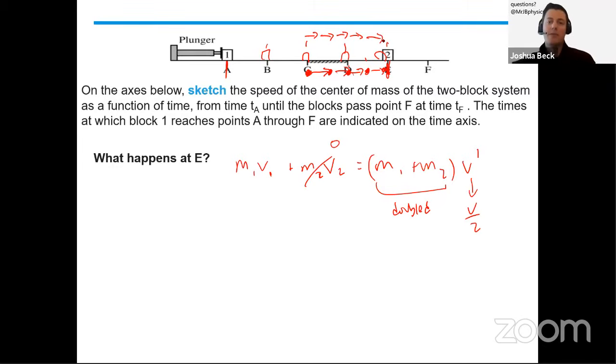Now, all the way up until point E, the fact that block 1 is the only one that's moving means that any sort of qualitative changes to V1, like if V1 is all of a sudden going faster, well, then the center of mass will be moving faster. If V1 is all of a sudden going slower, well, then the center of mass of the system will be going slower. So up until this collision, the only part of our system that's moving is block 1. So any qualitative changes, whether it be increases, decreases, or if it stays constant, then we would see the same thing with our center of mass.